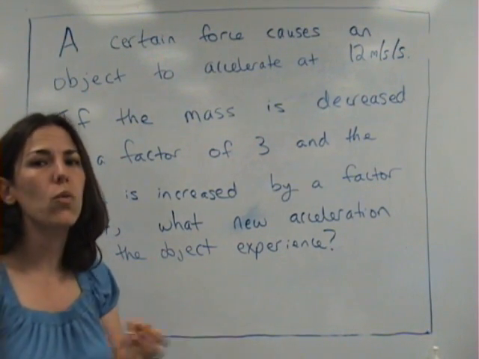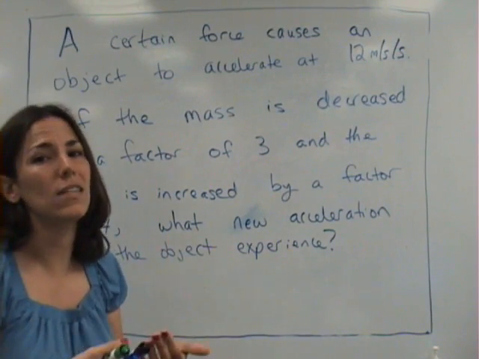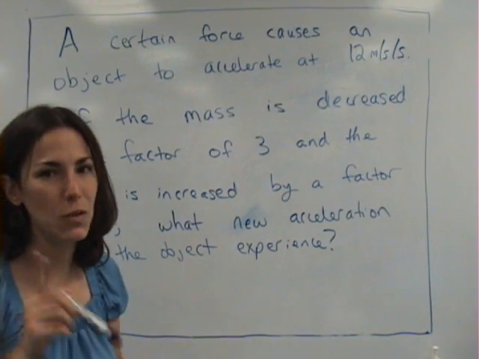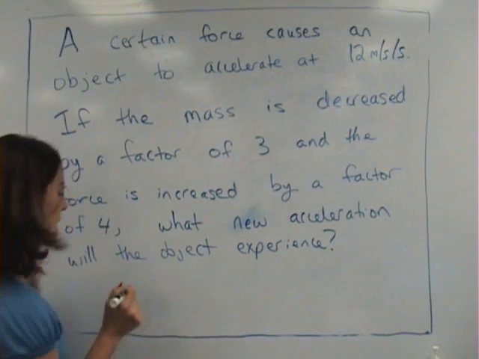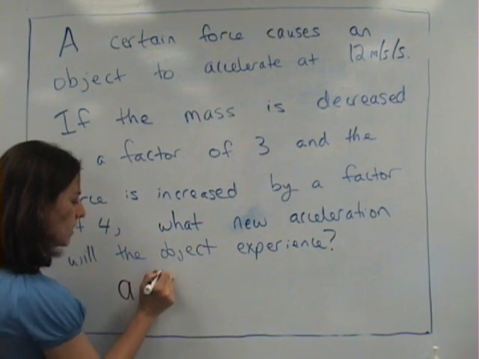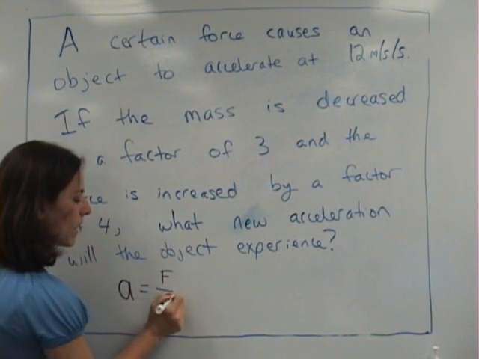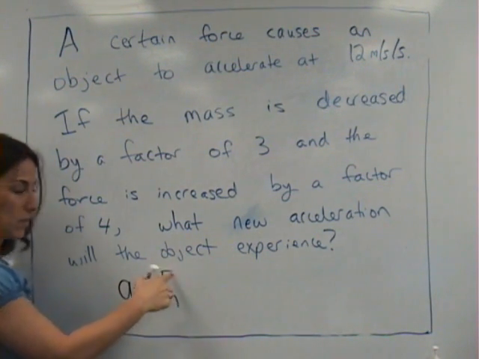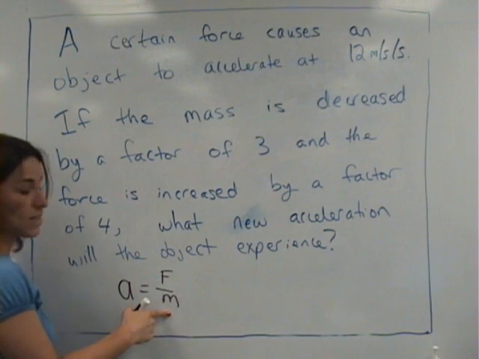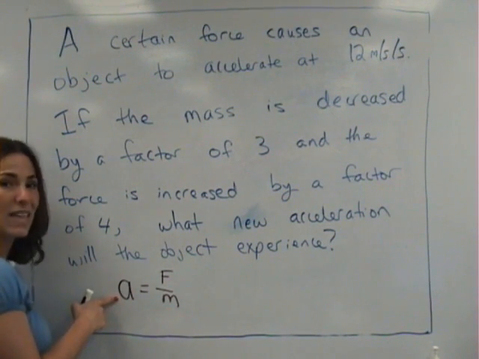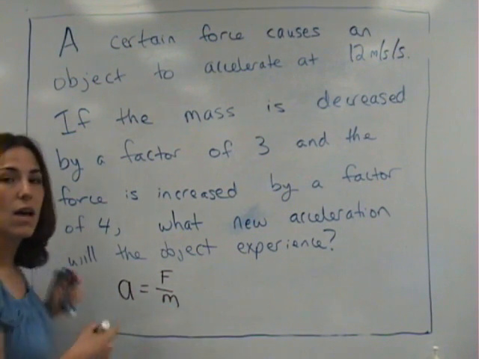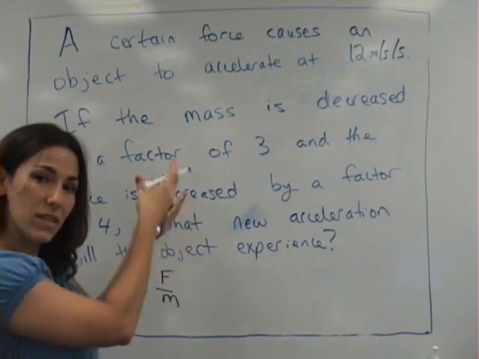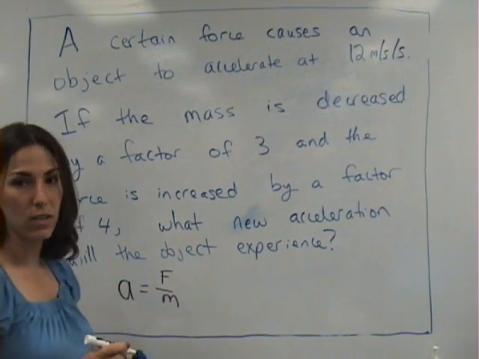So the first thing I'm going to look at is how are force and mass related to acceleration? That's an easy one. I know that one. That's Newton's second law. I'm going to write that down. Acceleration is force over mass. Force is in the numerator, mass is in the denominator. That means more force makes more acceleration, and more mass that's being pushed on is equivalent to less acceleration. Now what I want to say is, how do these changes in this problem affect the final answer?